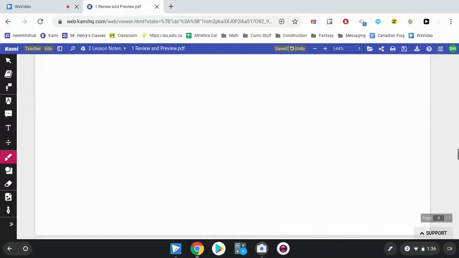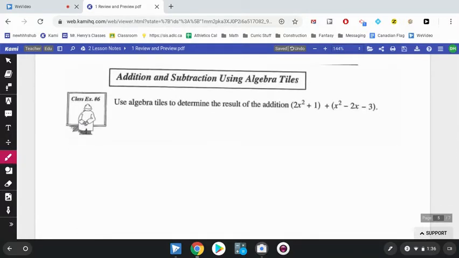All right, now back to your workbook. So this would just be on the next page. So I think we're on 267. This is at the top of 268. It says use algebra tiles to determine the result of this addition. I'm going to cross that off, okay? Or I guess I shouldn't cross off all of it. We're not going to use algebra tiles, okay? I'm not going to ask you to do algebra tiles to add and subtract. We're going to bring them back later.